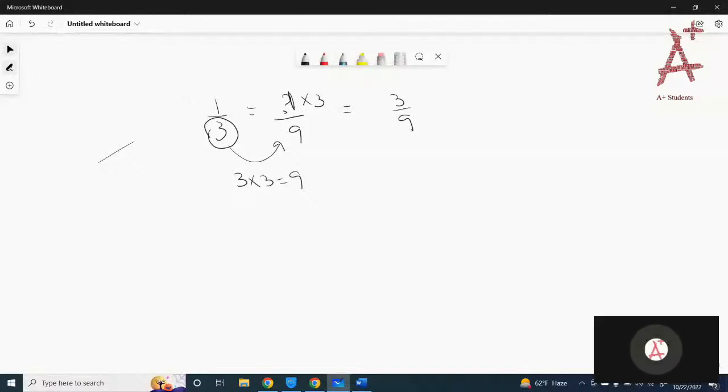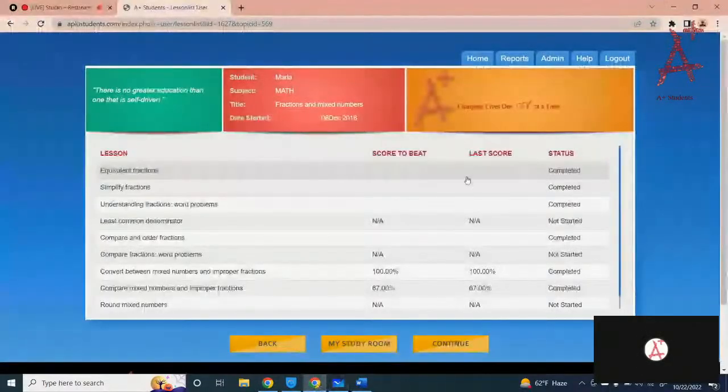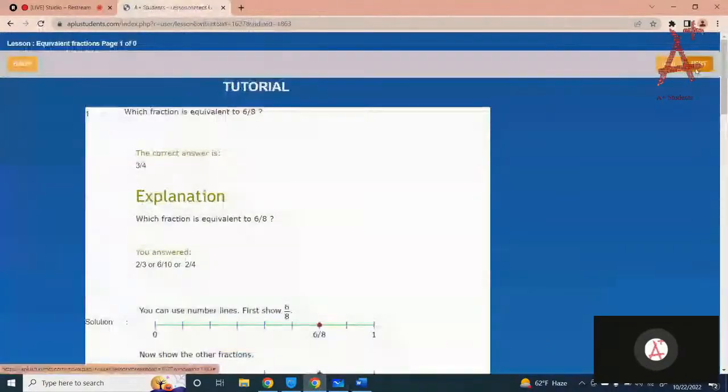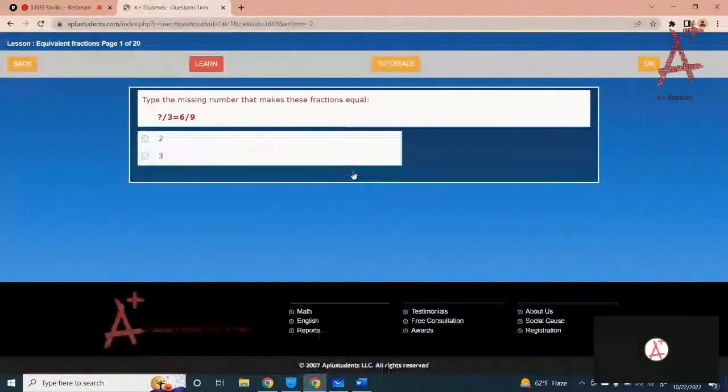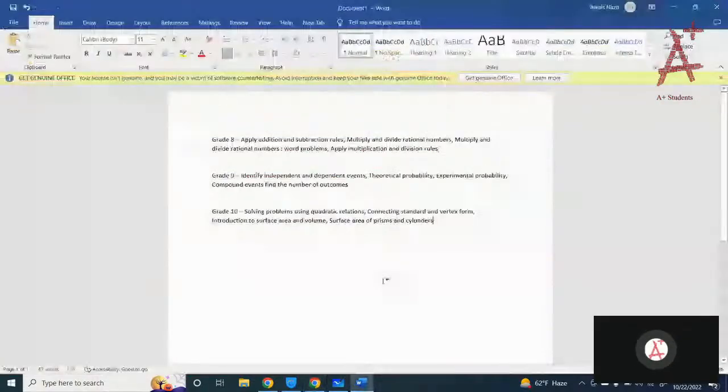On the top right corner we have a test button. Let's just start with the test. Here is equivalent fractions and here is the test button. Let's start with the test. Type the missing number that makes the fraction equal. So they are equivalent fractions. You need to find the missing number. Got it? So let me write it down on the board.